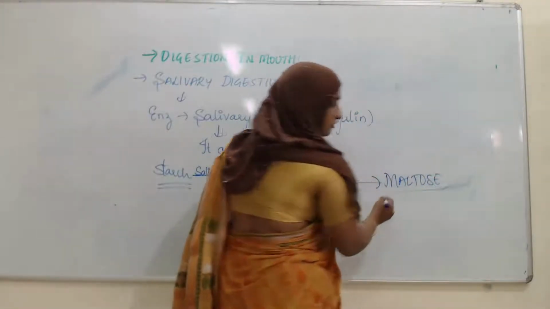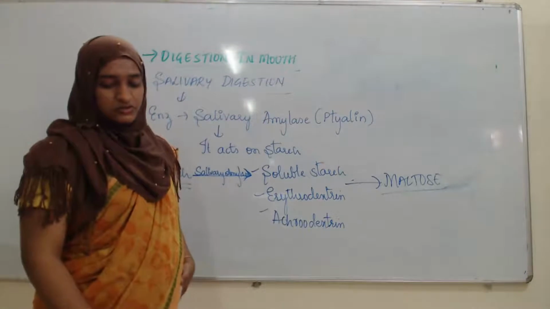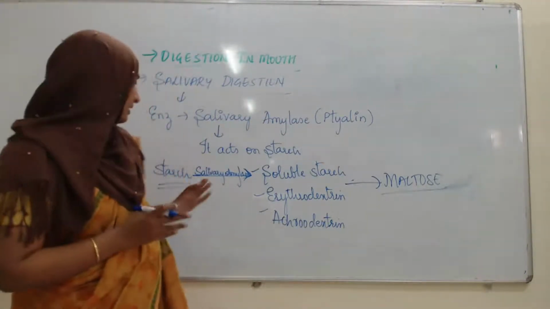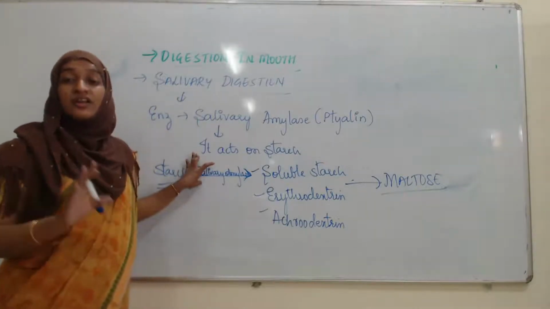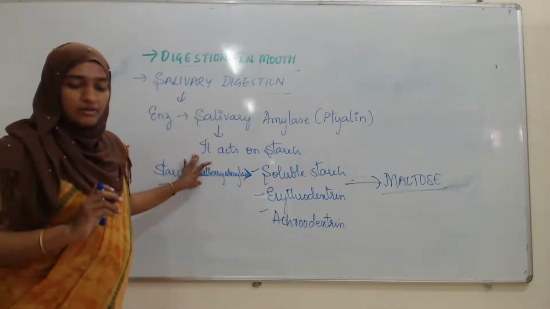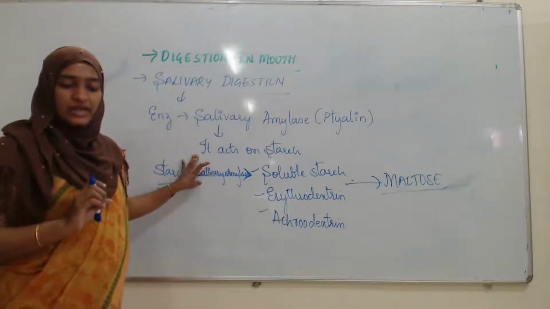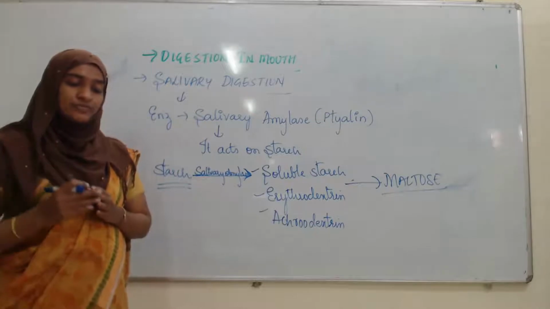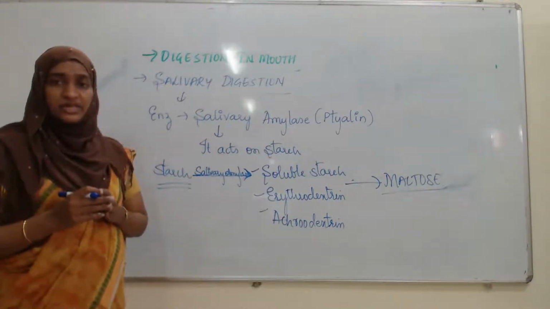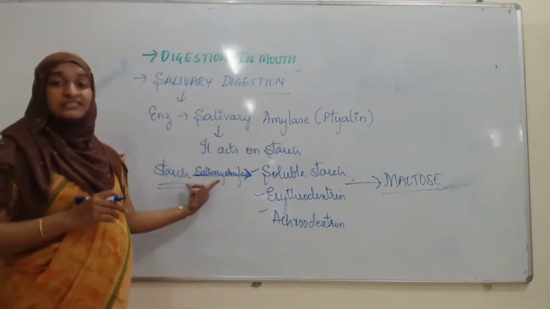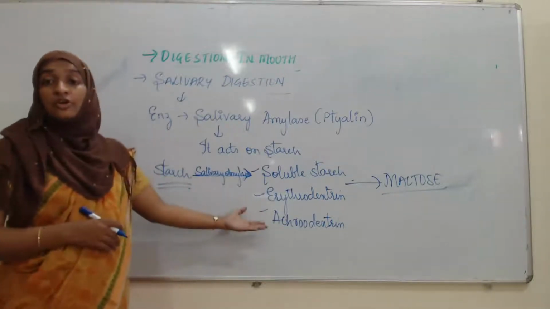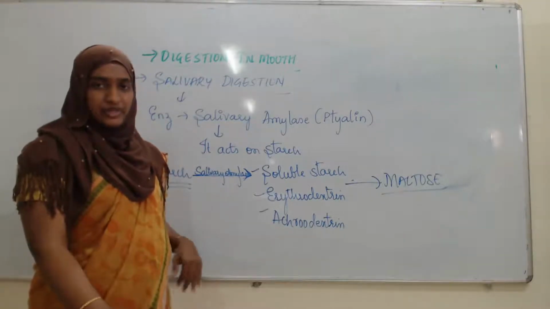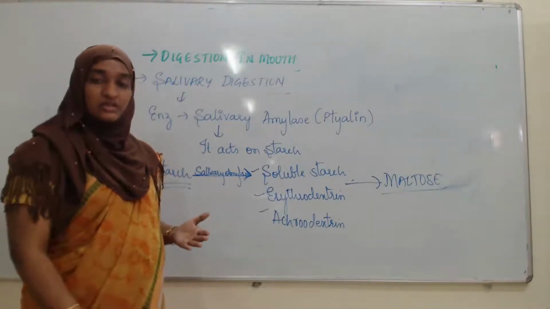In what is it going to convert? That is into the maltose. Okay. It is important to note that salivary amylase does not completely hydrolyze starch to glucose. Directly, salivary amylase is not going to convert the starch into the glucose, but first it is going to convert it to the maltose. Later it is going to hydrolyze into the glucose.